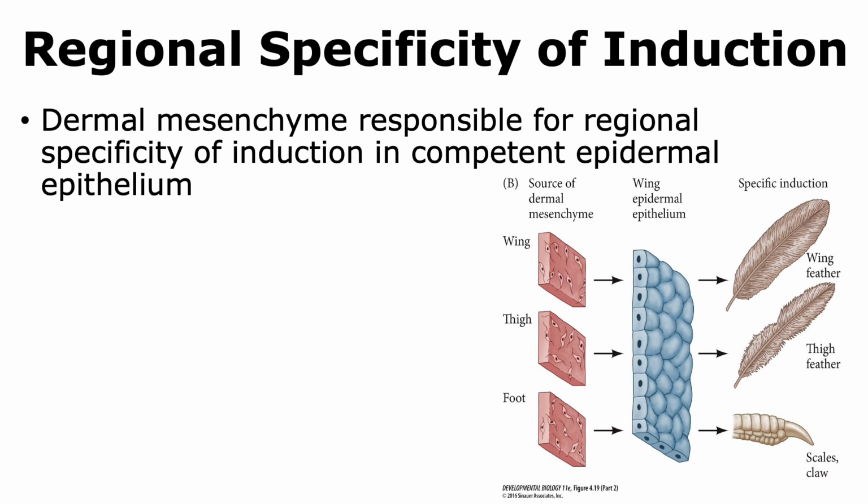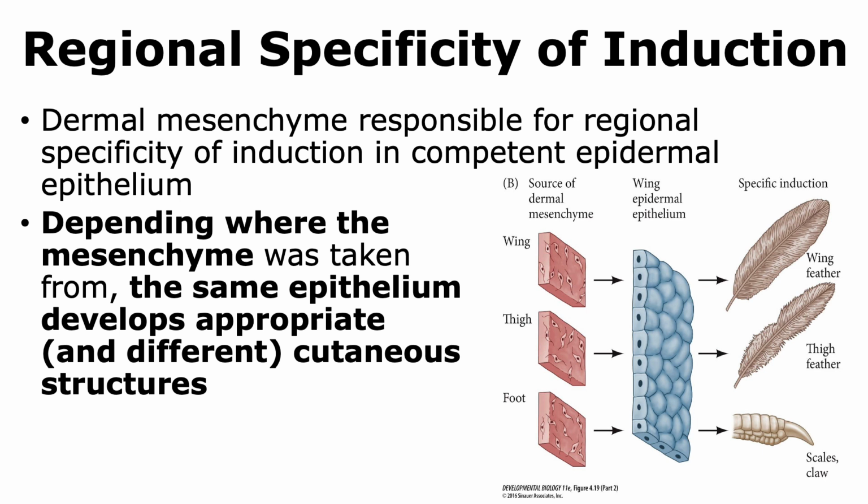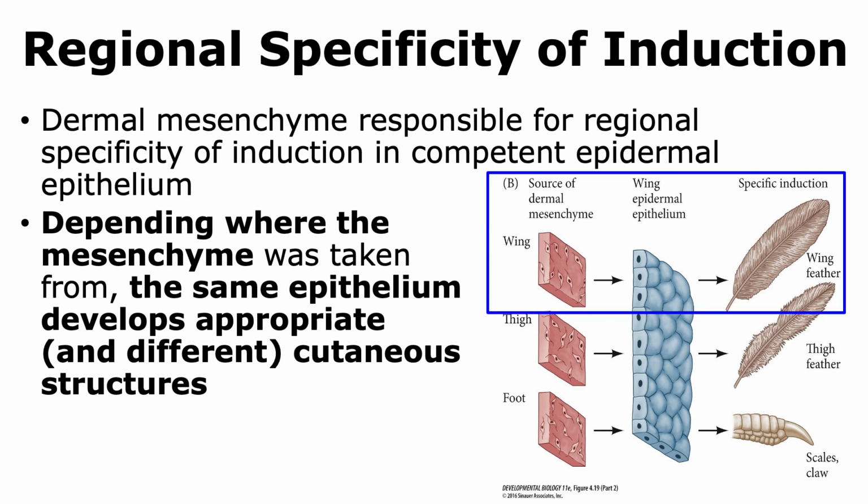So here is an example to show the regional specificity of induction that we just explained in the previous slide. The dermal mesenchyme is responsible for the regional specificity of induction in competent epidermal epithelium. Depending on where the mesenchyme was taken from, the same epithelium can develop appropriate cutaneous structures. When we look at the figure shown, we can see that if we take the mesenchyme from the wing area of the bird and associate it with the wing epidermal epithelium, then we observe the formation of a wing feather.